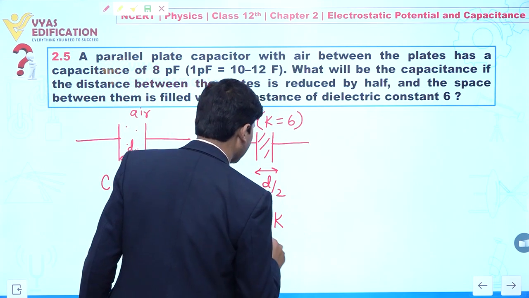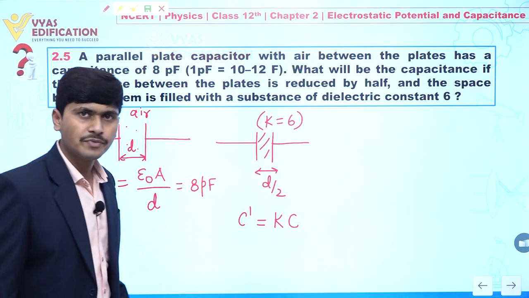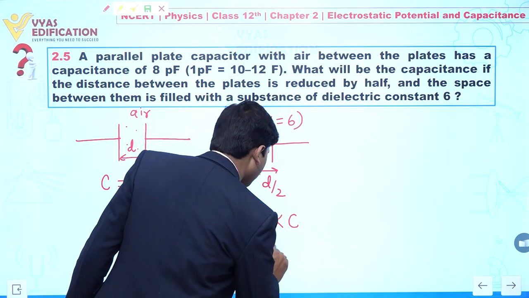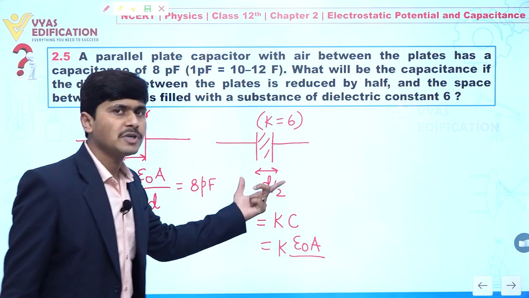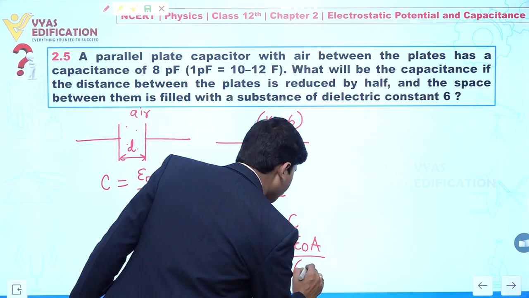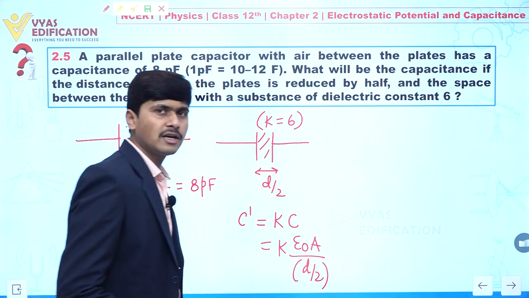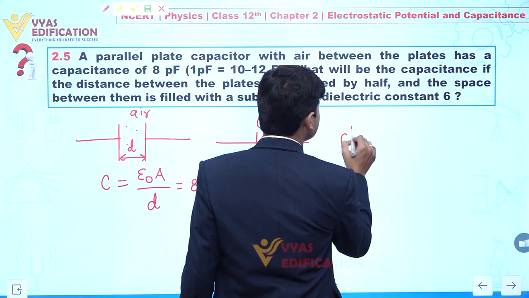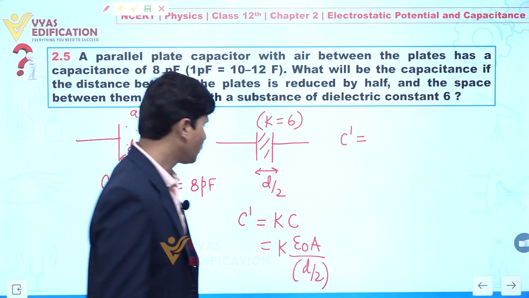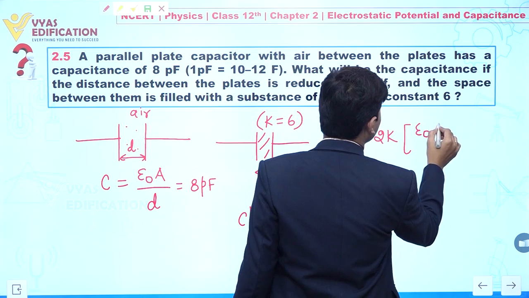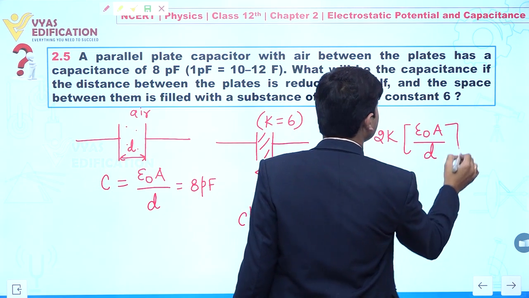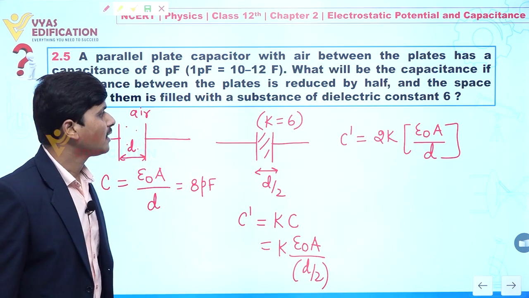Whenever we fill any parallel plate capacitor with a dielectric substance, its capacitance is increased by K times. So we can write K epsilon naught A by the distance between the two plates, which is reduced by half, so D by 2. From here, C dash is equal to twice K epsilon naught A by D.